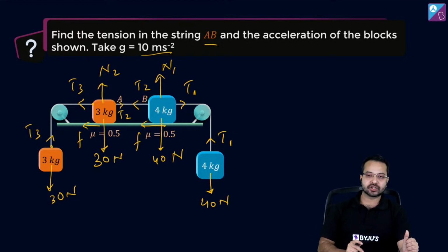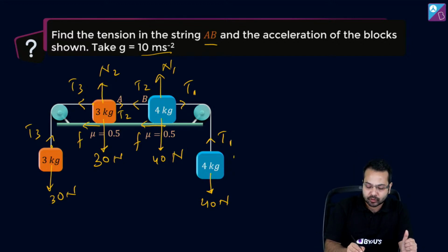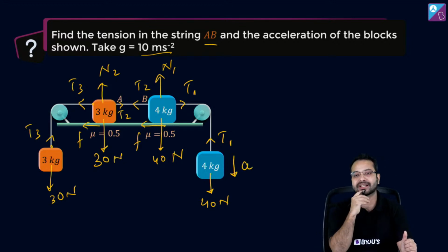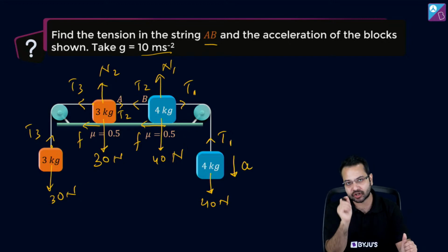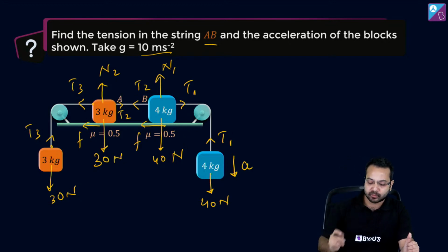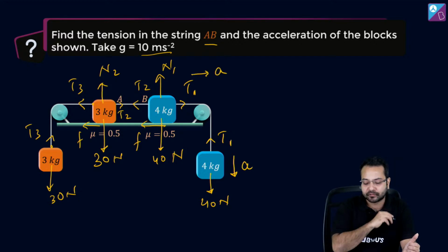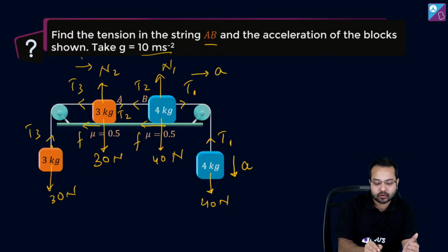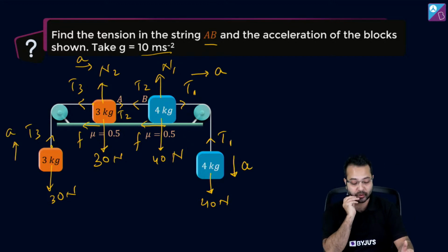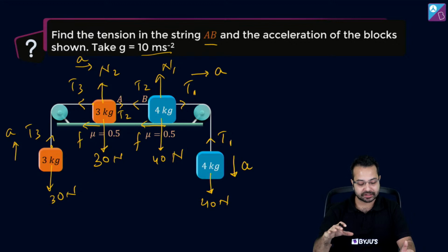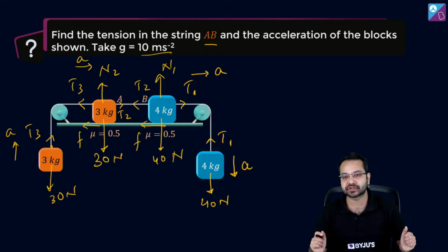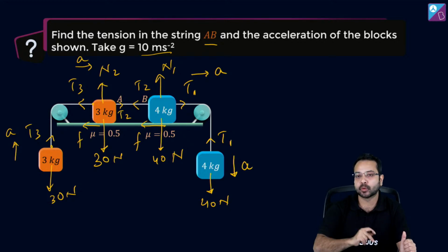Now, since I have understood that the acceleration of all the blocks is going to be the same, I can assume the magnitude of acceleration of all the blocks as A. So A is moving in this direction, downwards. This block is going to move towards the right, this block is also going to move towards the right, and this block is going to move in the upward direction. So I have written all of this. Now all I have to do is write the equations for the individual blocks.